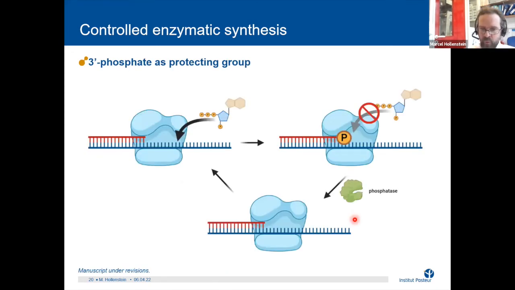So in one recent example, we have focused on the use of the 3' phosphate as a protecting group. The idea here is to synthesize a nucleotide that has a 3' phosphate moiety and obviously a 5' triphosphate moiety. The incorporation by polymerases would lead to a 3' phosphate-blocked sequence that will avoid the incorporation of additional nucleotides. The use of a phosphatase would then remove the phosphate group, and we would resume the cycle using this strategy.